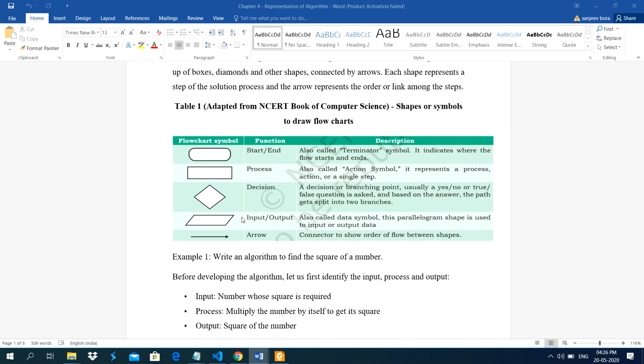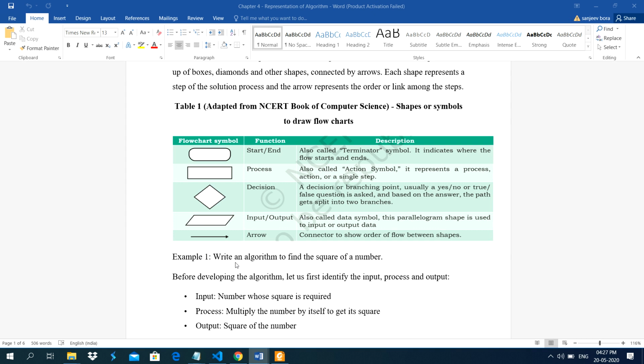And this is another symbol here. Its purpose is to show input and output, also called the data symbol, also called a parallelogram. Whenever you input data to the computer, and when you get the finalized output, you can use the parallelogram to show the input and output in the flowchart. The last one is the arrow, and the arrow is called a connector. It connects one step to another step.